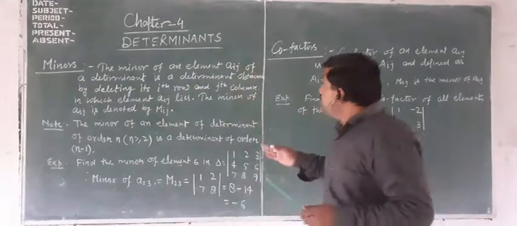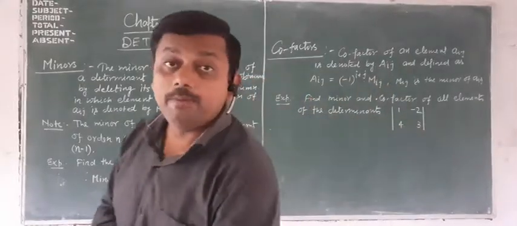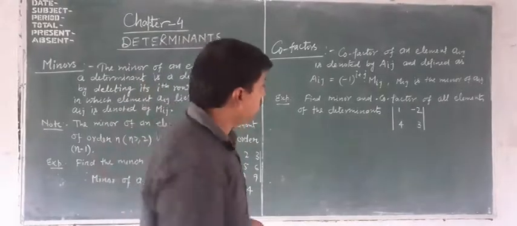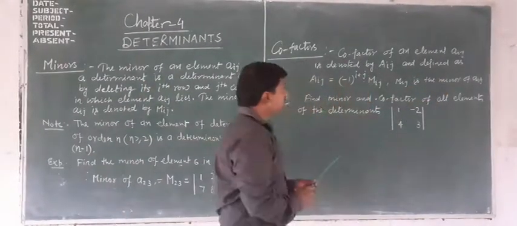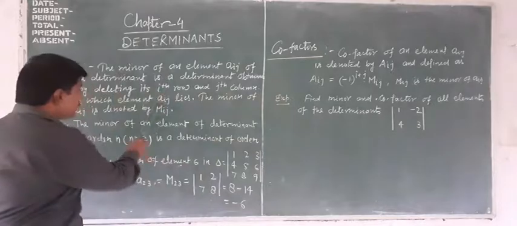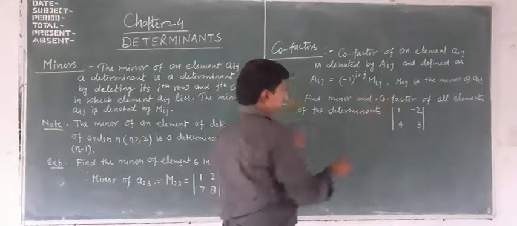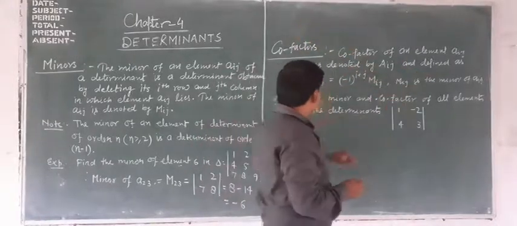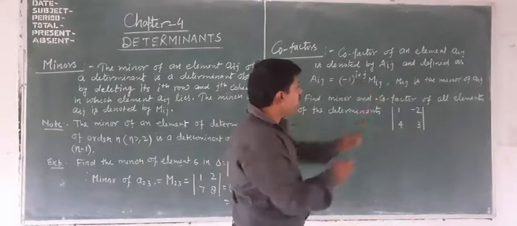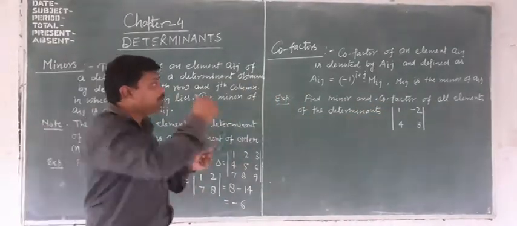Similarly, we shall discuss the new definition, cofactor. So what is the difference between minor and cofactor? The cofactor of an element Aij, where Aij is the general element of the matrix, is denoted by capital Aij. Here the minor is denoted by Mij and the cofactor is denoted by capital Aij. It is defined as Aij equal to minus 1 power i plus j times Mij, where Mij is the minor of that element.